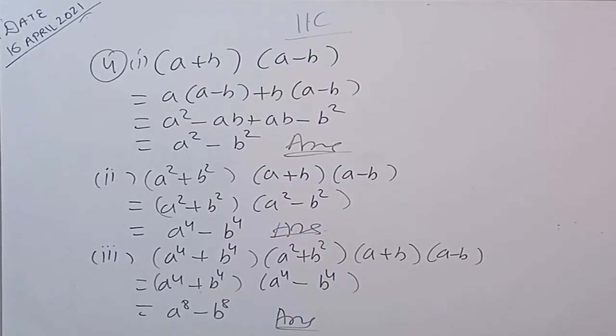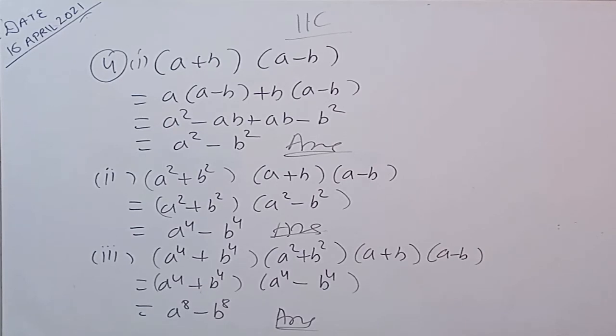Children, I am taking question number 4, first part, that is a plus b, a minus b have to multiply. Write in that manner, a plus b, a minus b. a multiplied by a minus b gives a square minus ab. b multiplied by a minus b will give ab minus b square. ab plus ab minus will cancel each other, we get the answer a square minus b square.